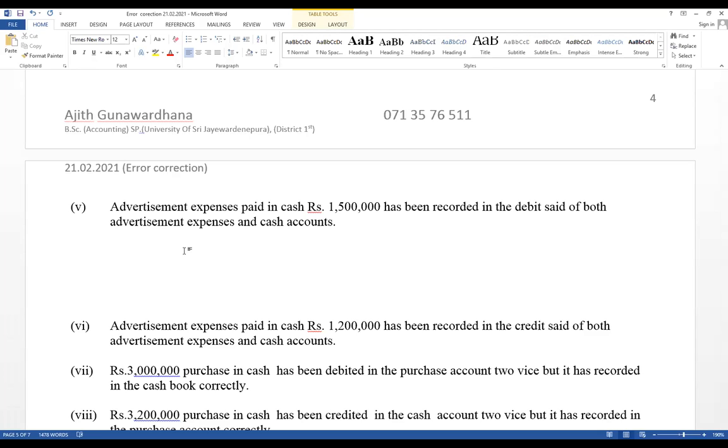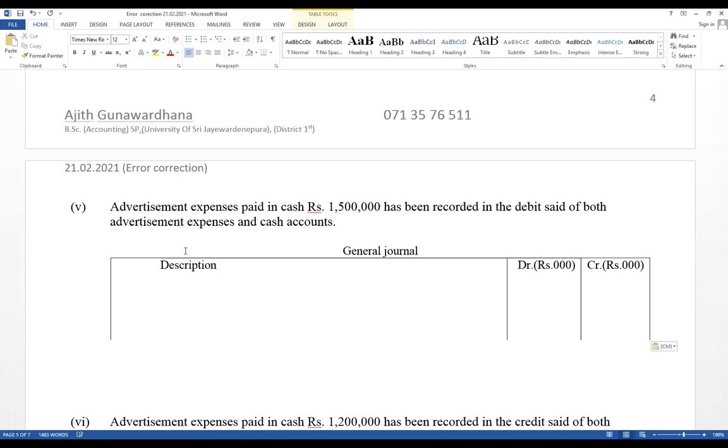Effect for suspense. Cash account debit is wrong. Therefore, cash account should be credited twice now. Debit should be removed, and it should go to the credit side. Therefore, the correct double entry: cash account credit, suspense account debit. Value equal 3000. Therefore, suspense account debit 3000 and cash account credit 3000.